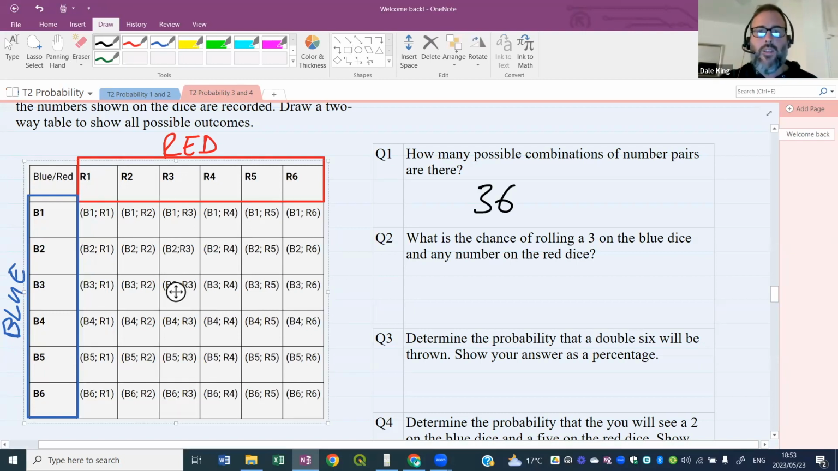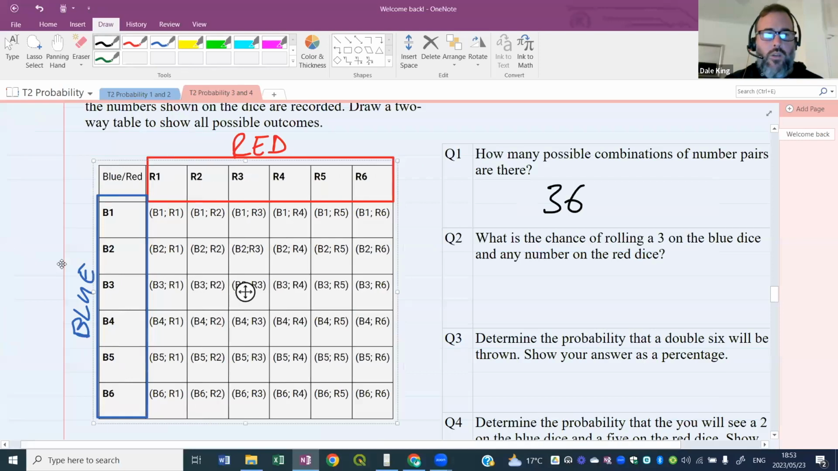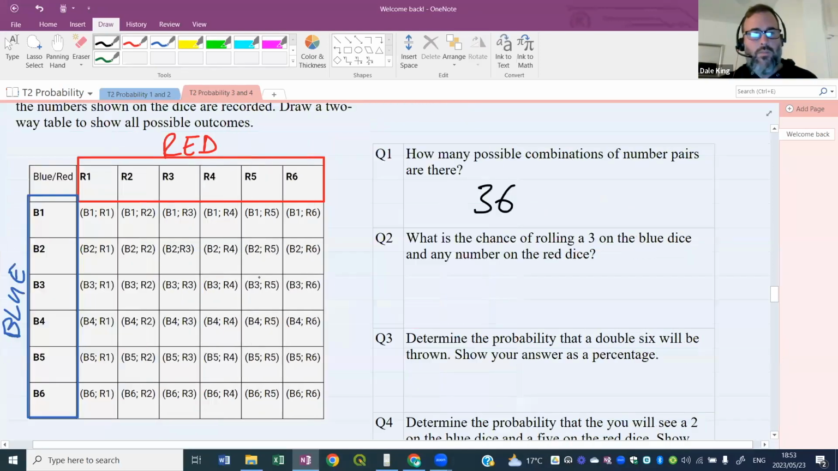All right. There's the question. What is the chance of rolling a 3 on the blue and any number on the red? 3 on the blue and any number on the red. So what we'll do is we'll go down to our diagram, excuse me, and we'll look for 3 on the blue, which is here.